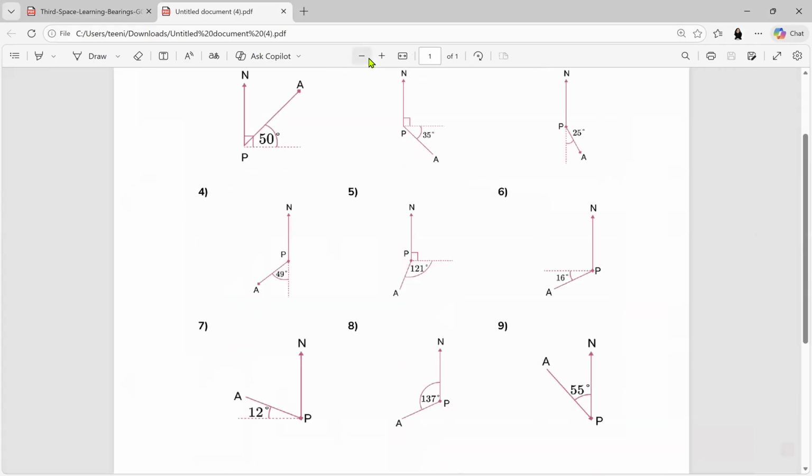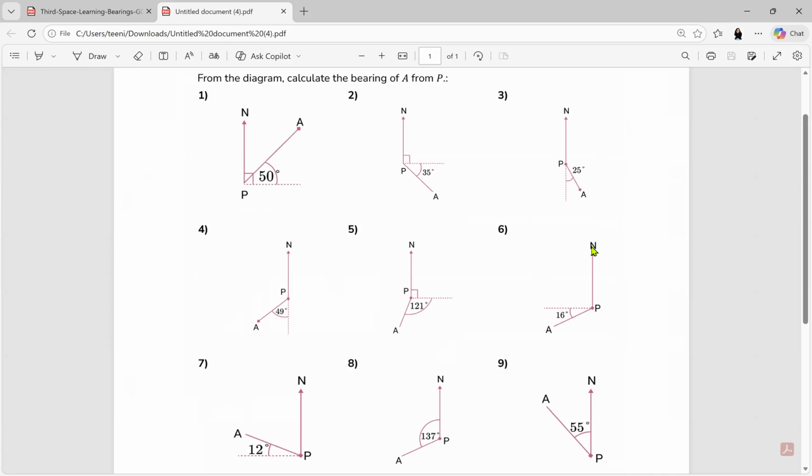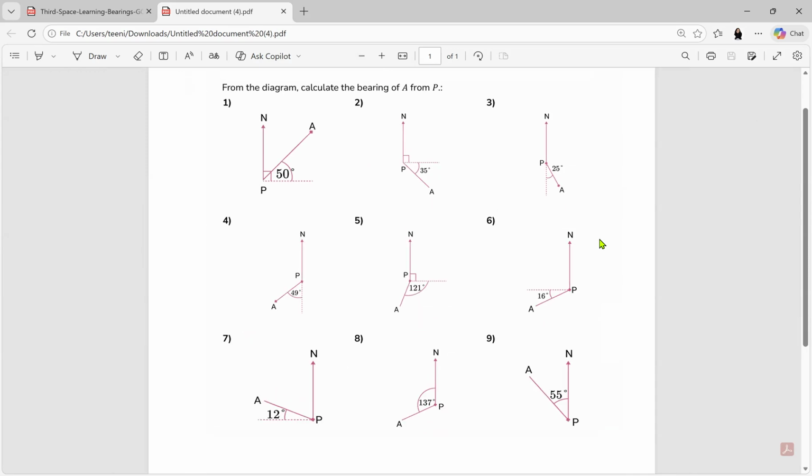Actually, no, it can. So for this one, you have to calculate the bearing of A from P, right? So let me send this to you guys on WhatsApp as well. This is what we're gonna do for the rest of the class, actually. And I want you to send me your work. I'm still gonna stay on.